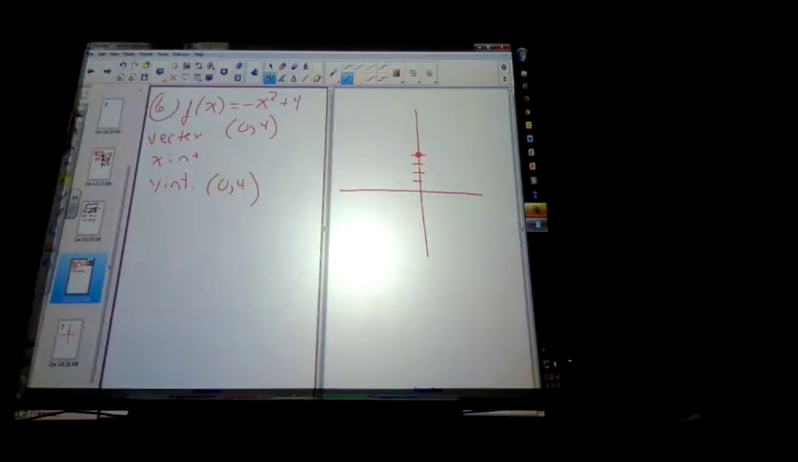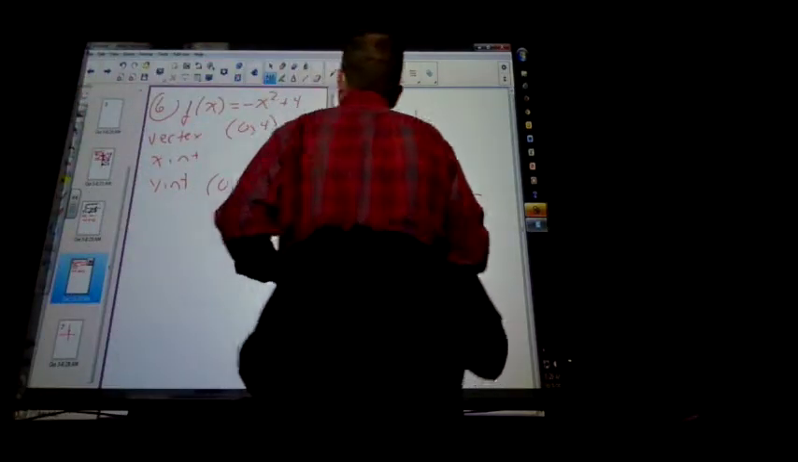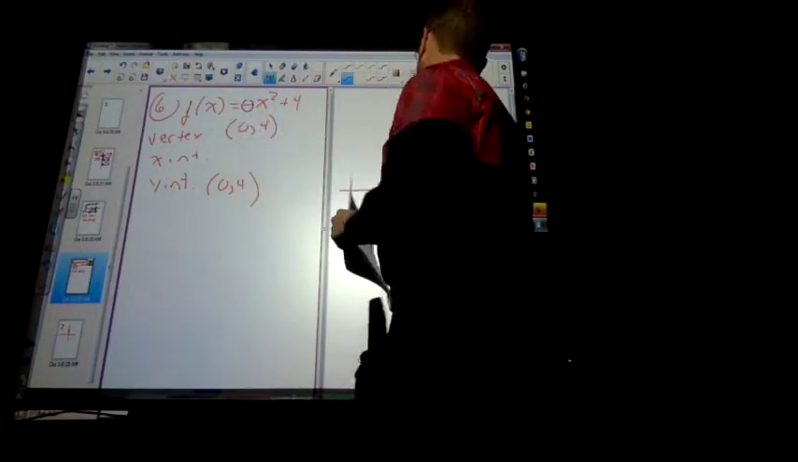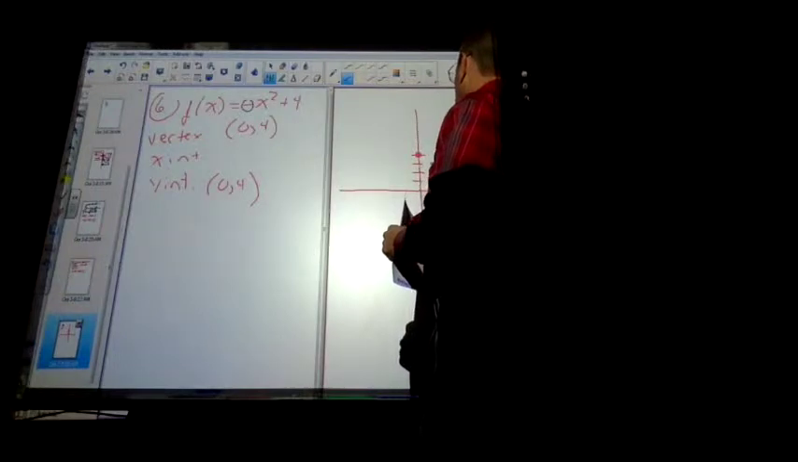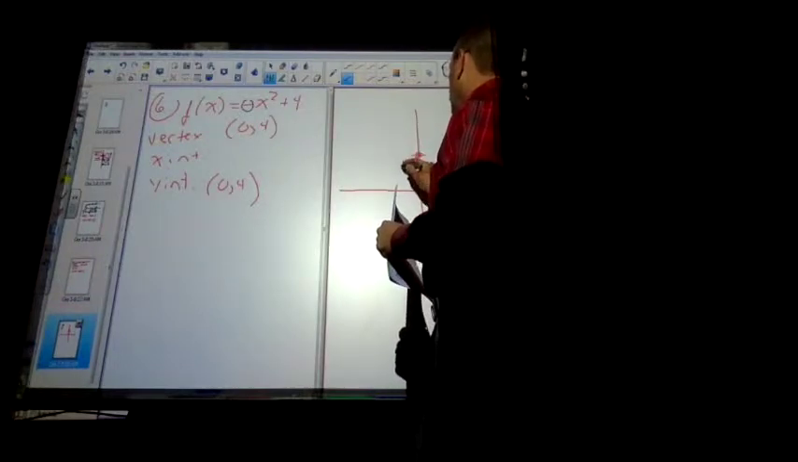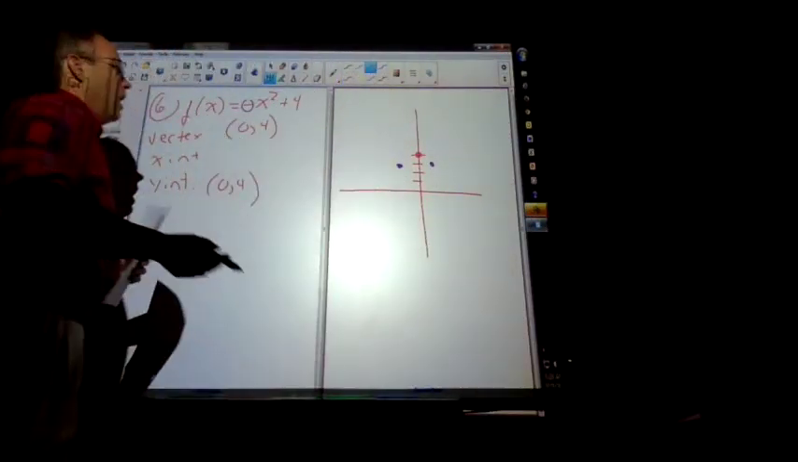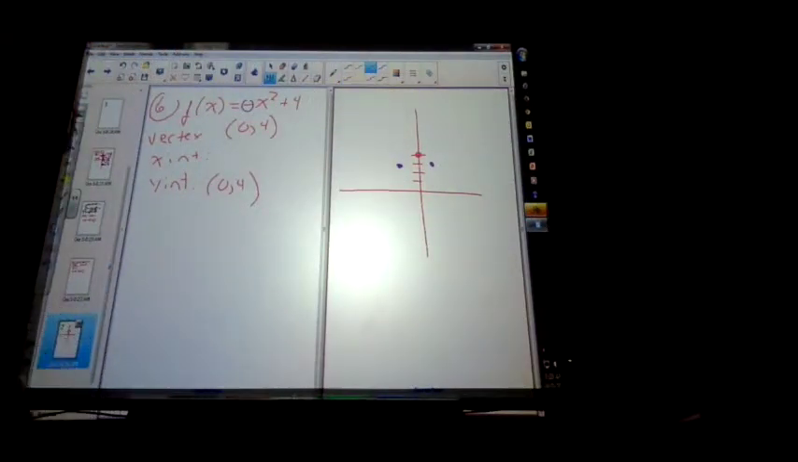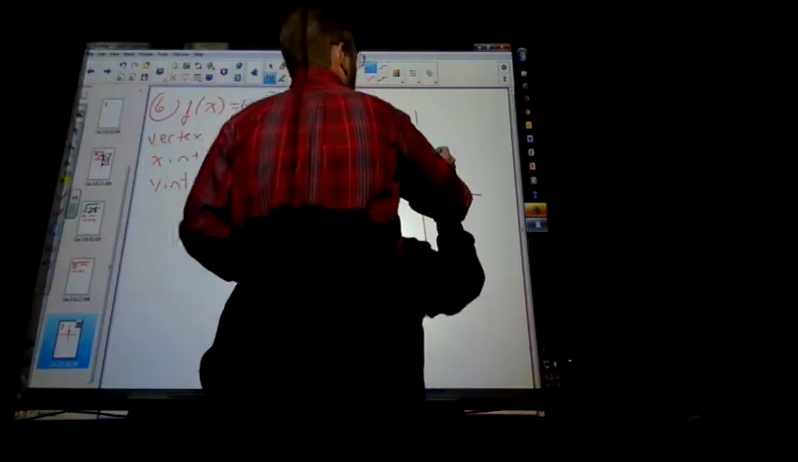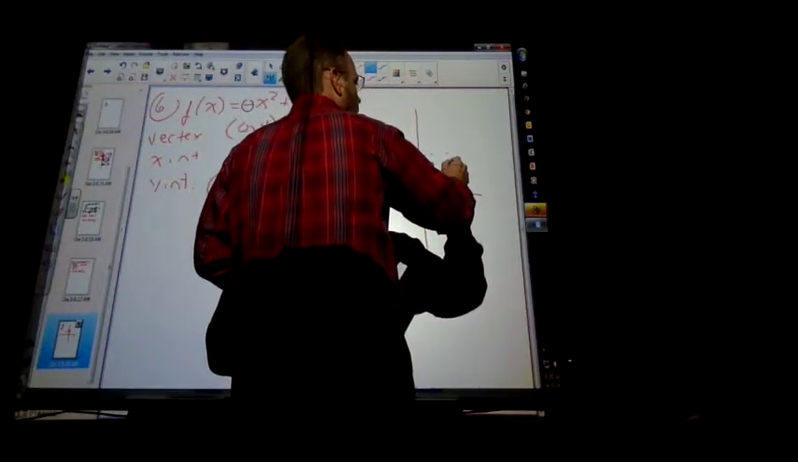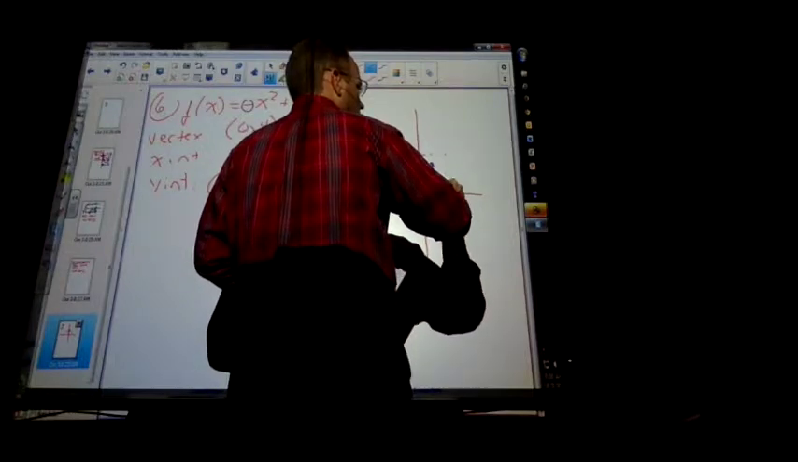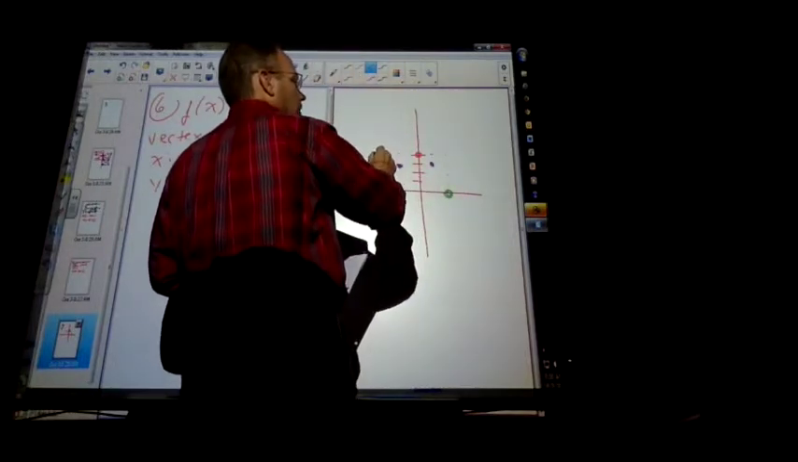So I'm going to go right one, left one, and down how many? And why am I going down? That negative right here means something. So I'm going to go right one, down one, left one, down one. Okay? And then the next one, I'm going to go right two from the vertex and left two from the vertex and down how many? Four. So I'm going to go right two from the vertex and down four, and left two from the vertex and down four.